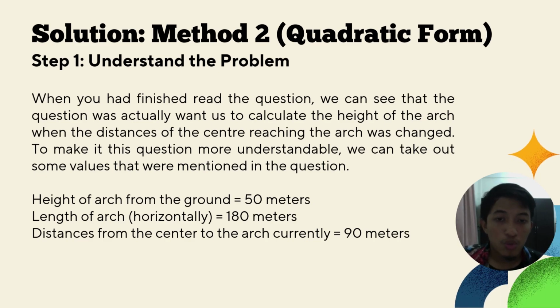We will move to method number 2, which is quadratic form. And we will use the Polya method in this quadratic form. So as before, the first step is to understand the problem. The height of the arch from the ground is 50 meters, the length of the arch horizontally is 180 meters, and the distance from the center to the arch currently is 90 meters. That means the total distance from the center to the bank is 90 meters.